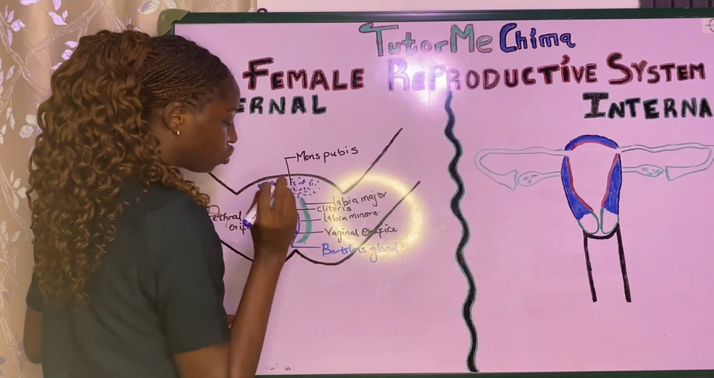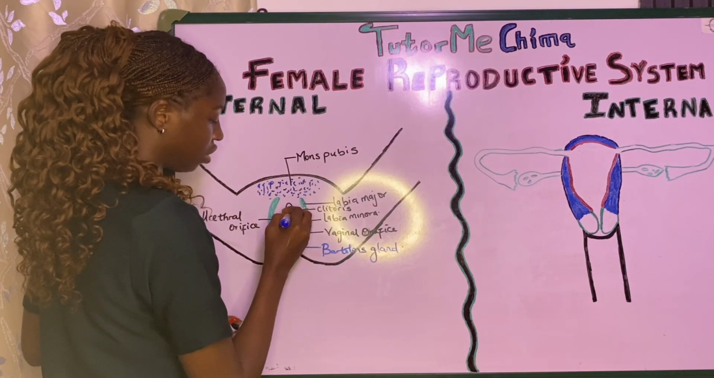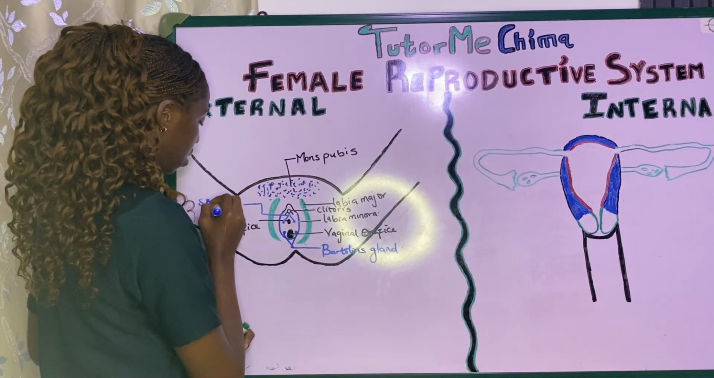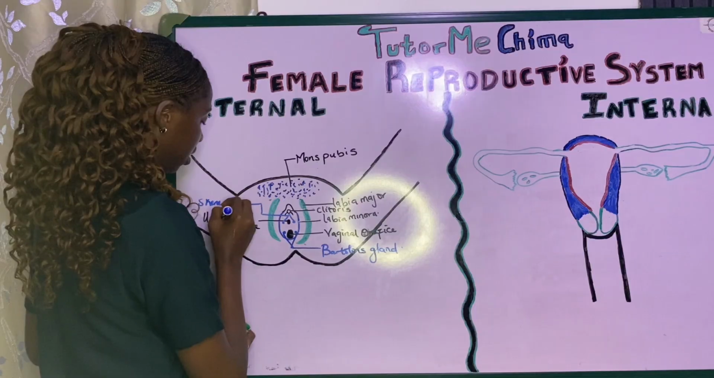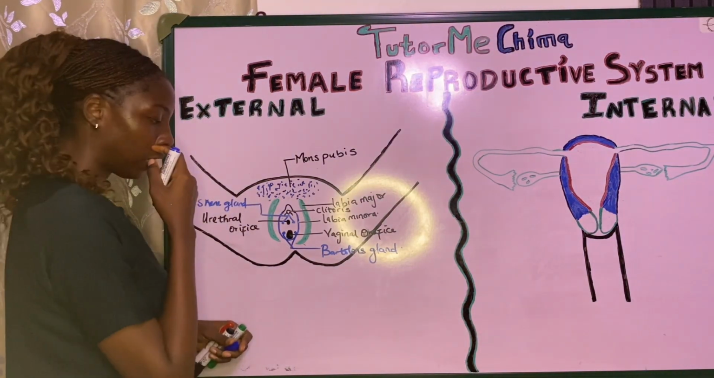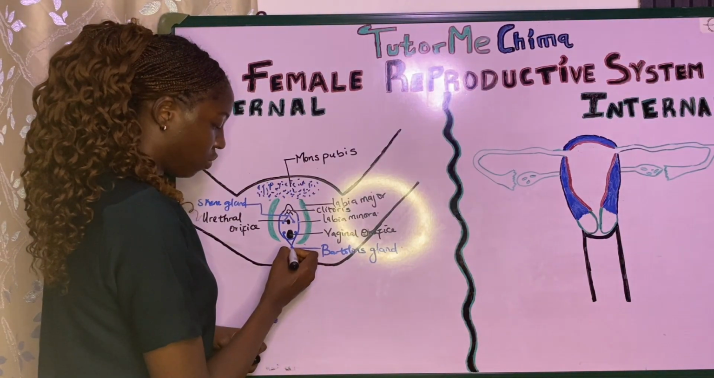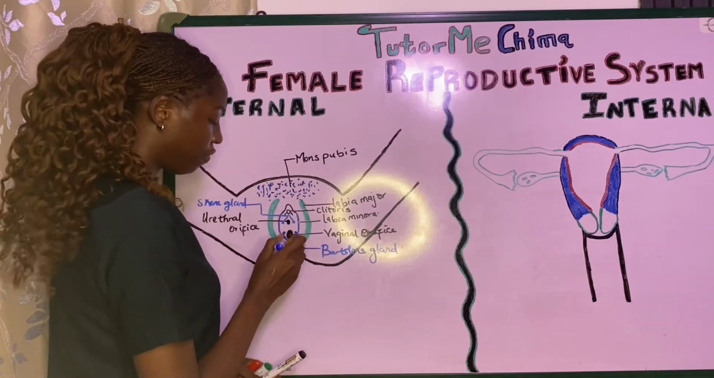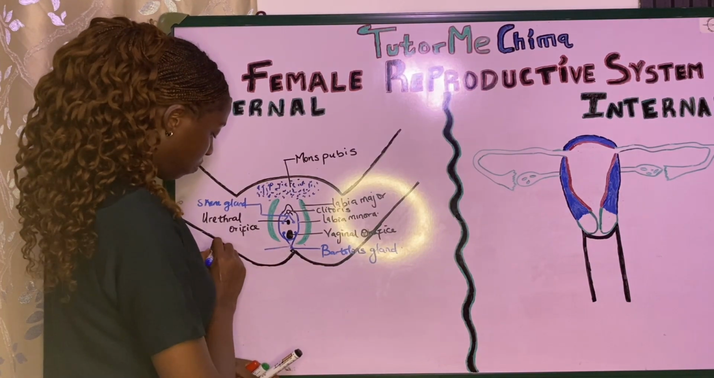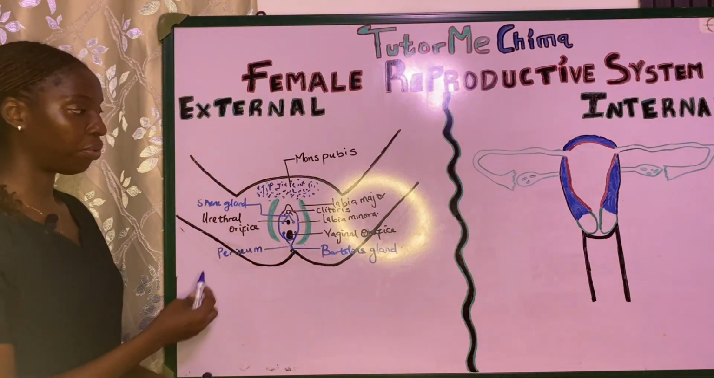Then we have the Skene's duct. The Skene's duct is located at the side of the urethra. Let me put it here. Sorry, the Skene's gland is located at the side of the urethra. So we have the Skene's gland. Then we also know that normally our anus will be somewhere around here. Okay? Before you get to your anus, this surrounding area here is called the perineum.